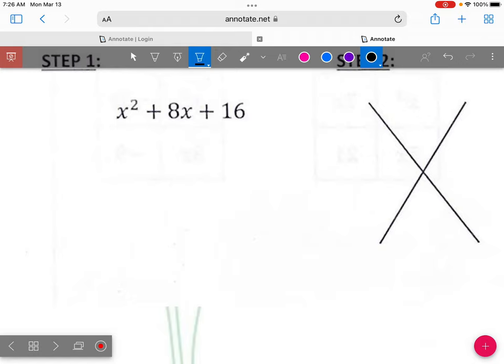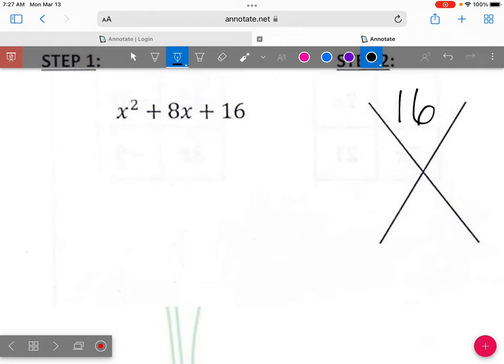Again, we're going to start with finding our A, B, and C, because we need to take our A times C at the top right here. What is our A value? 1. What's our C? 16. So what's A times C? 16.